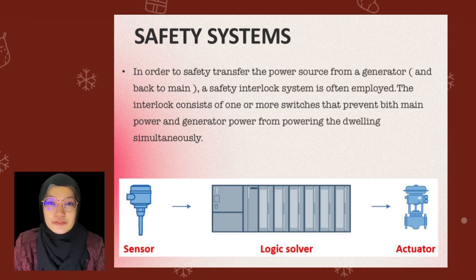In order to safely transfer the power source from a generator back to mains, a safety interlock system is often employed. The interlock consists of one or more switches that prevent the mains power and the generating power from powering the load simultaneously.